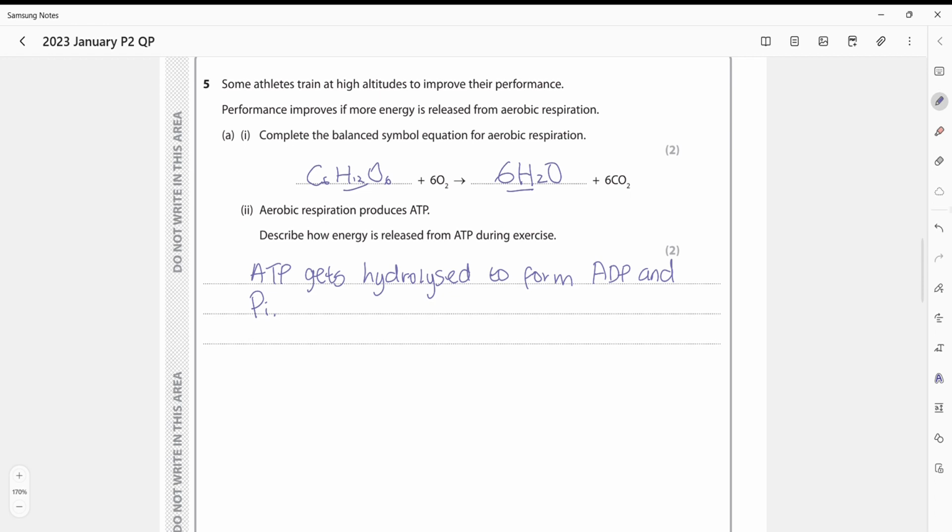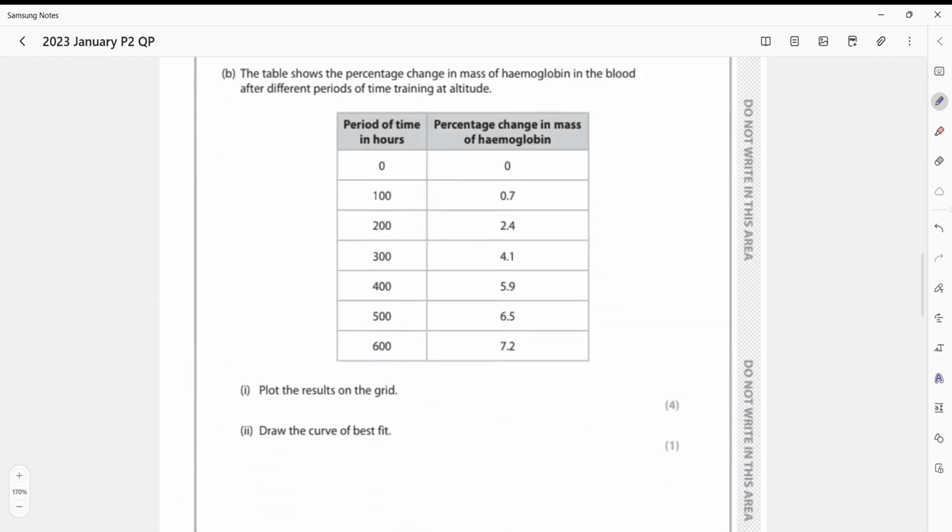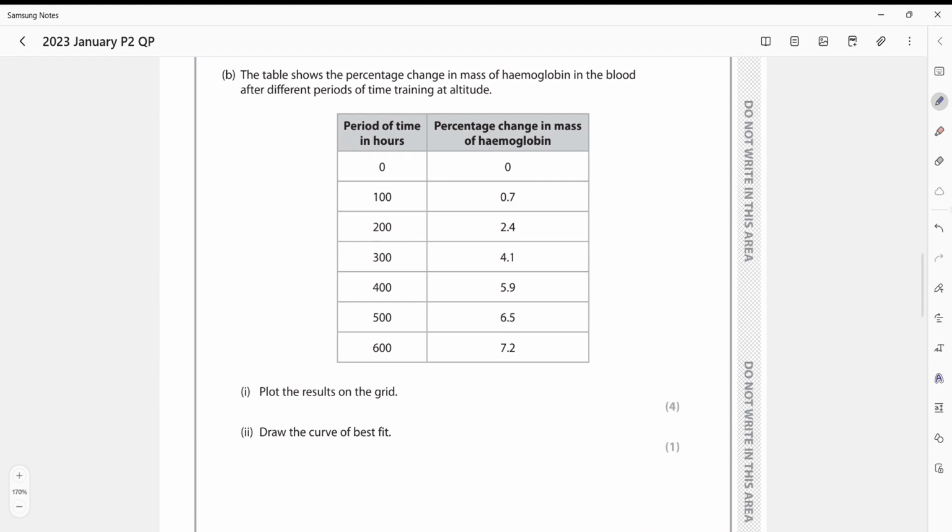All right, on to the next question. So that is part B. The table shows the percentage change in mass of hemoglobin in the blood after different periods of time training at altitude. Basically, there isn't a lot of oxygen at high altitudes, so our body tries to compensate by producing a lot more red blood cells, which ultimately leads to an increase of hemoglobin, which is what we see here, right?